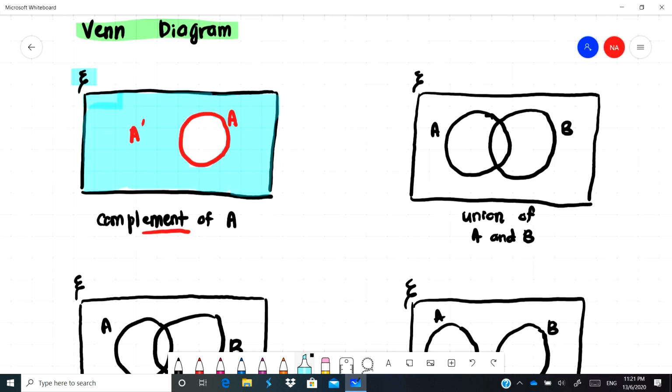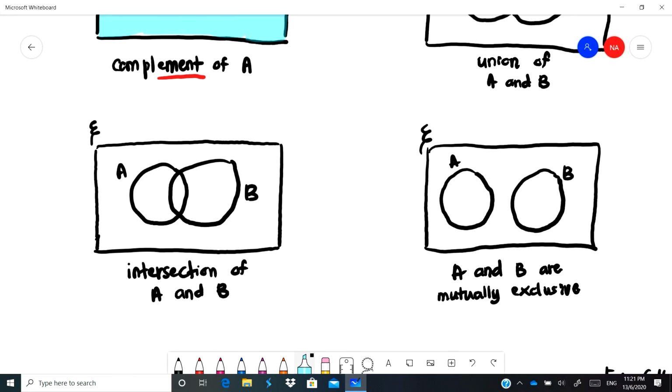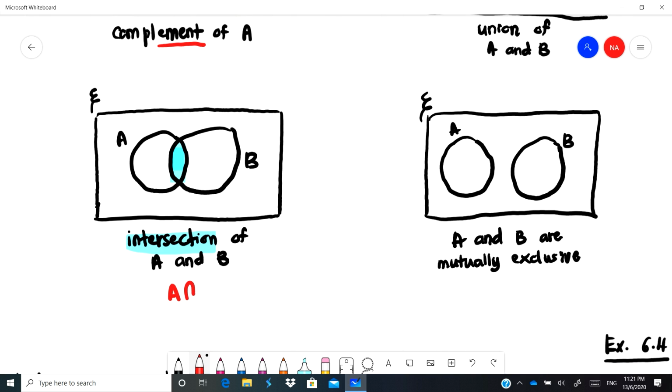The next one is the intersection, in Malay persilangan. Where do A and B intersect? Of course in this area. So this is labeled by the intersection, A intersect B, labeled by this symbol.